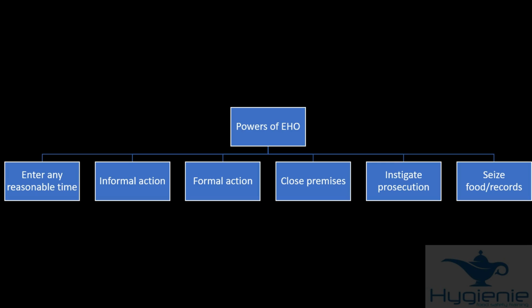What other powers do EHO have? They can enter the business any reasonable time, that's any time you're open. They can take informal action such as verbal advice or letters. They can take formal action such as improvement notices or emergency prohibition notices. They can close down the premises. They can instigate a prosecution and they can seize food and records.